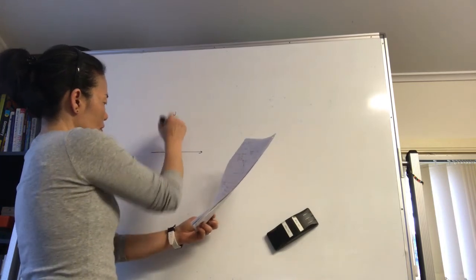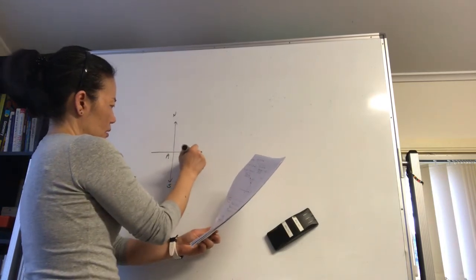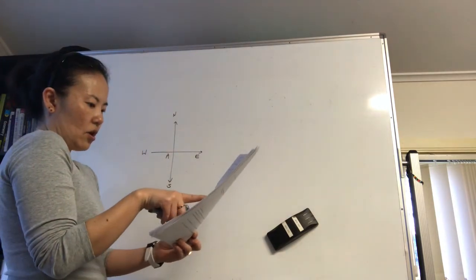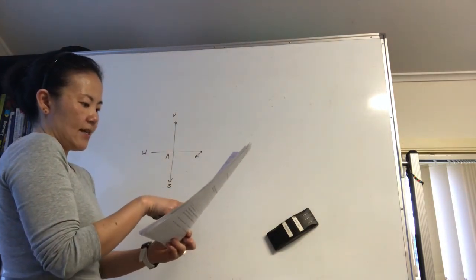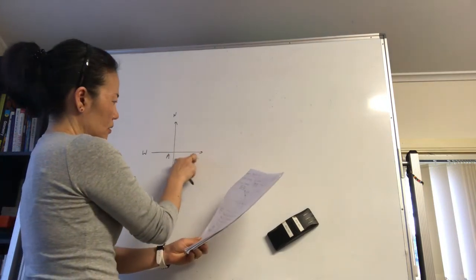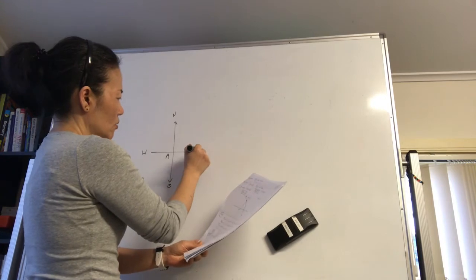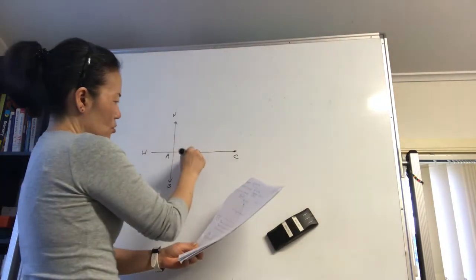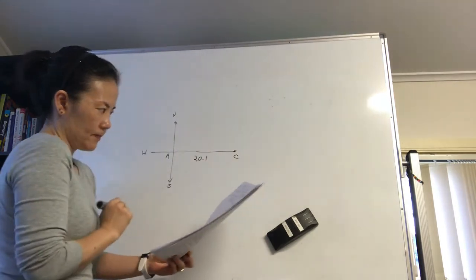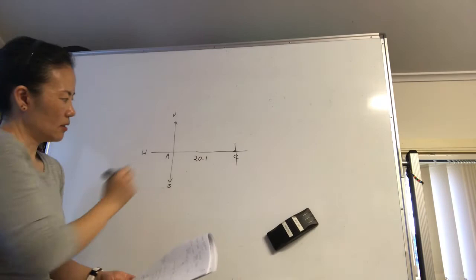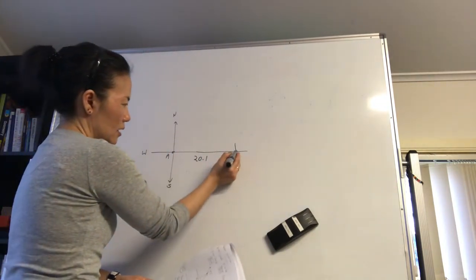So that's north, south, east, west. Okay? So, C is due east of town A. So, this east, I'm going to go, that's my C here somewhere. And that's 20.1 kilometers. Okay, so I'm going to do another there. So that's town A, that's town C.